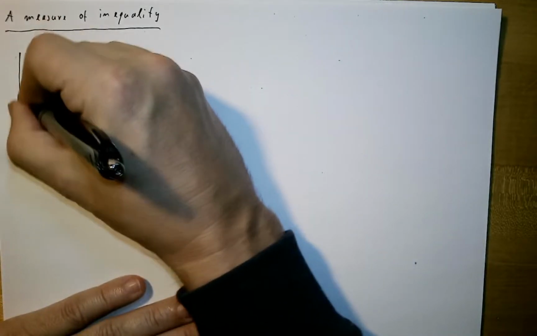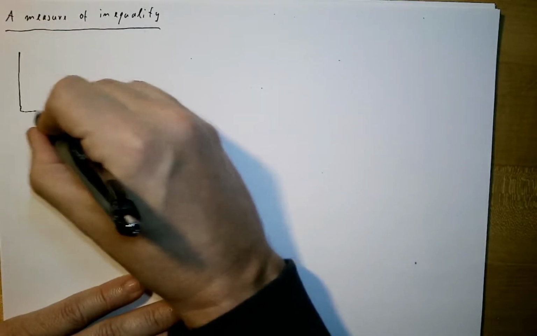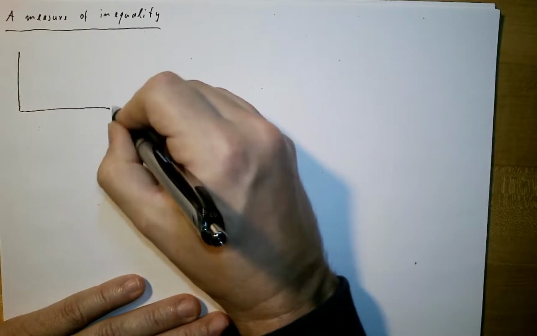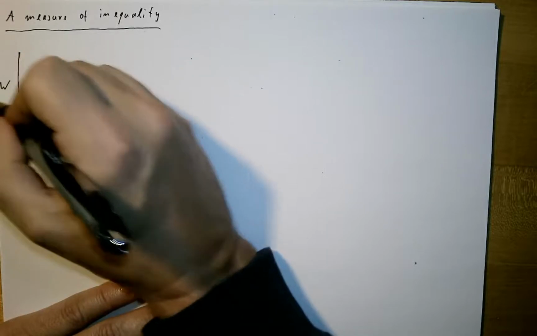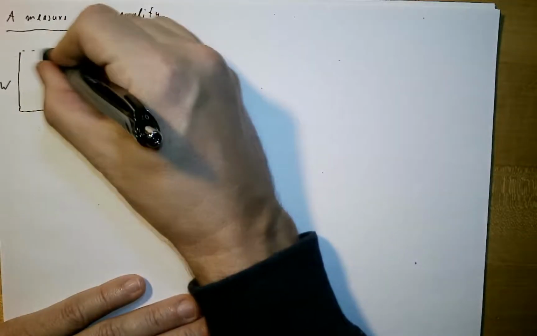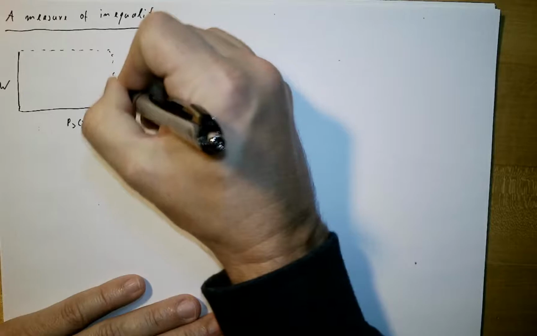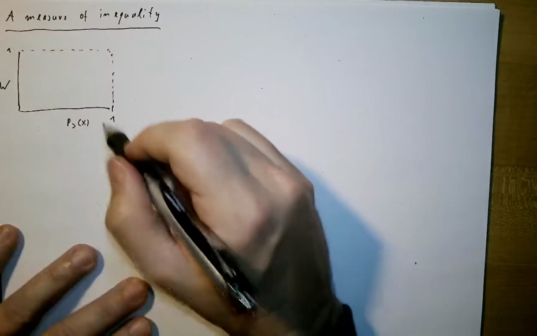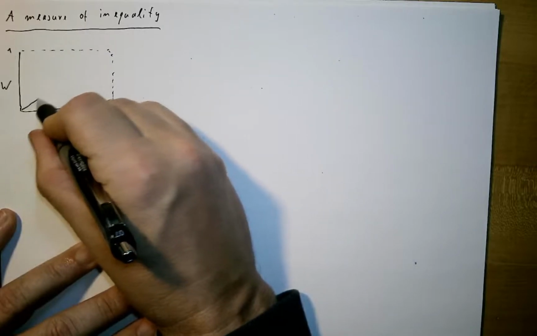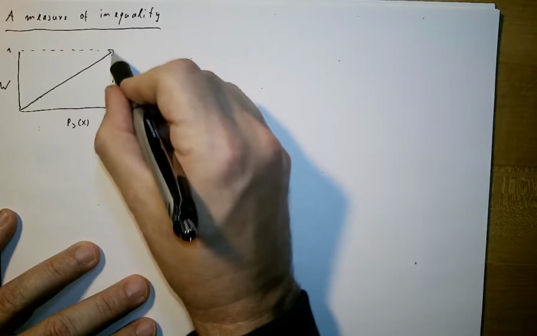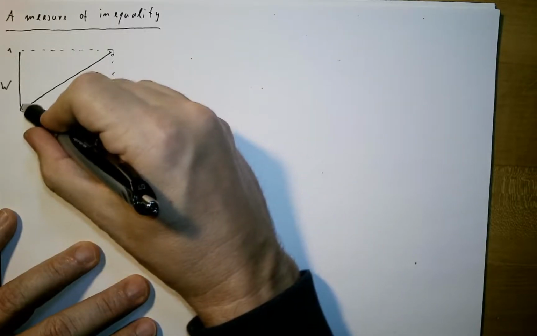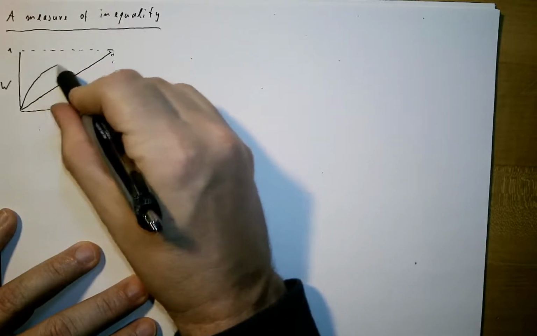Let's look again at such a Lorentz curve. Here we have P larger of x, here you have the wealth, and the whole curve is in the square between 0 and 1. And then here we would have the diagonal, that would be the perfect equal distribution, and then we have a real distribution which deviates from this.